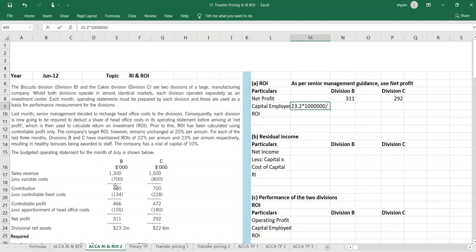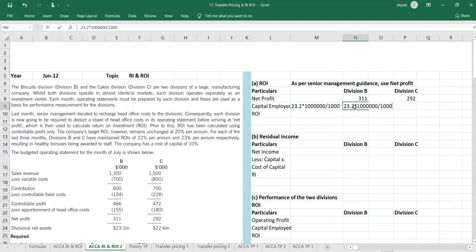But if you see these numbers are given in thousands, so we have to divide it by thousands. So let's get the answer. Okay, so it seems to be like 23,200, but why are we not getting the answer here? Okay, why we are not getting it?